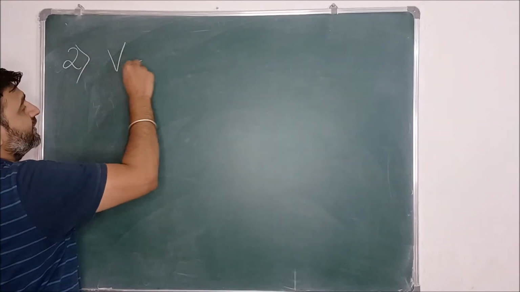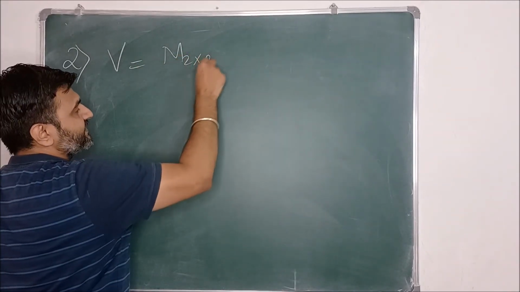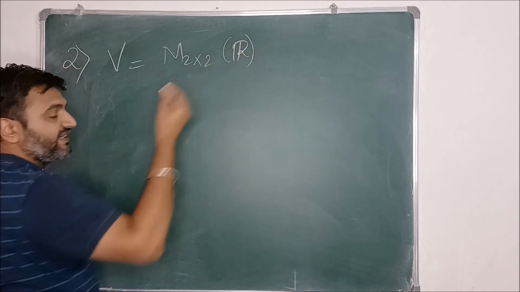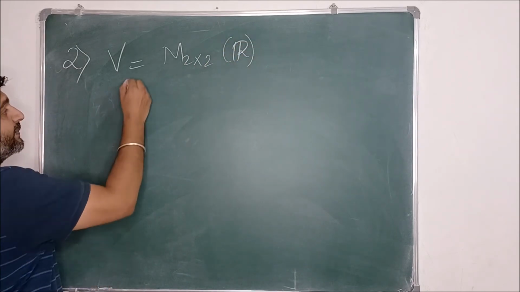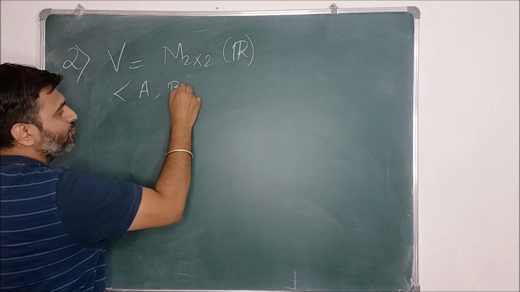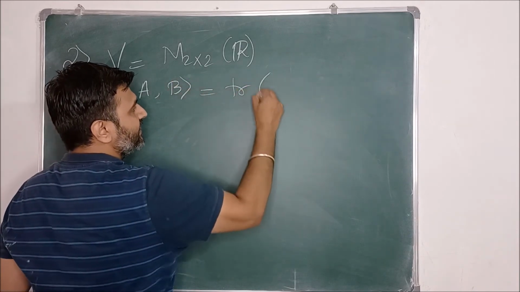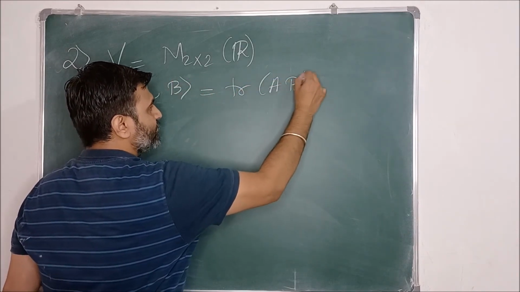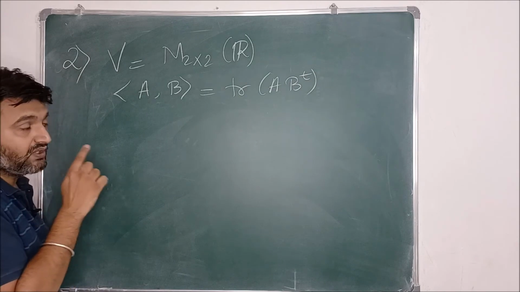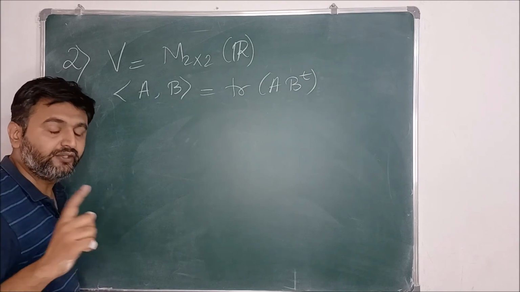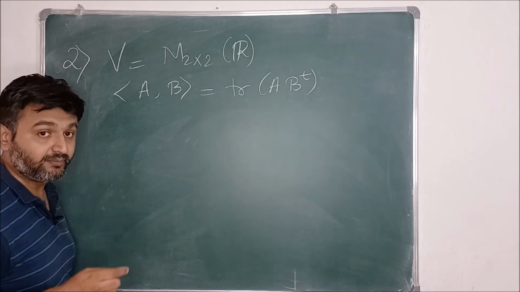Let me take V to be the set of all 2 cross 2 matrices with real entries. Okay, I'm defining the inner product. If I take any two matrices A and B, the inner product is trace of AB transpose. I have shown earlier that this forms an inner product. You can find the link in the description.